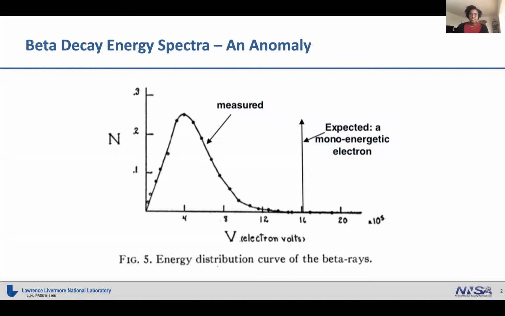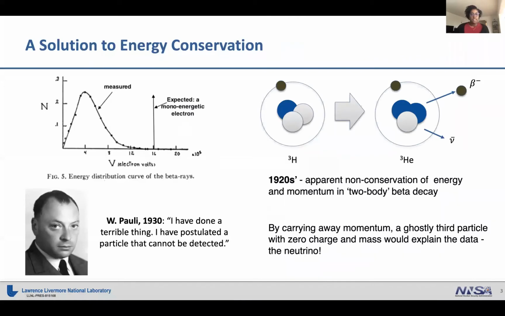If we know anything about physical sciences, energy conservation is one of the most fundamental laws that we know of. And so 10 years later, Wolfgang Pauli mentions that he has done a terrible thing: he's postulated a particle that cannot be detected. He postulated that the missing energy was due to beta decay being a three-body problem. It's not just your daughter nucleus and the beta particle that are emitted, but also an antineutrino, or a neutrino, depending on whether it's beta minus or beta plus decay. By carrying away momentum and energy, this ghostly particle with zero charge and little mass would explain why you wouldn't see it in your detectors, and it was causing this continuous shape.